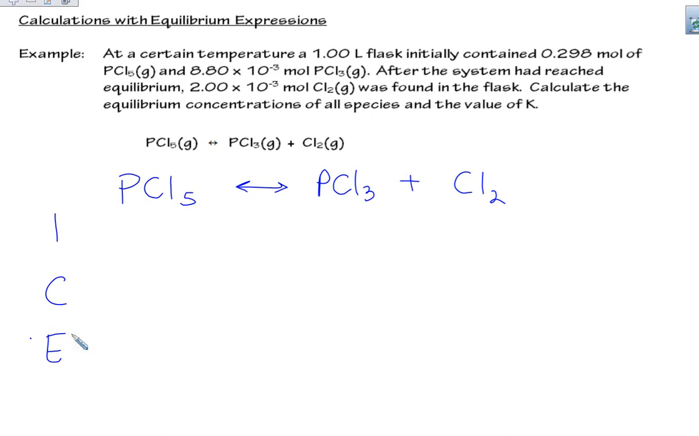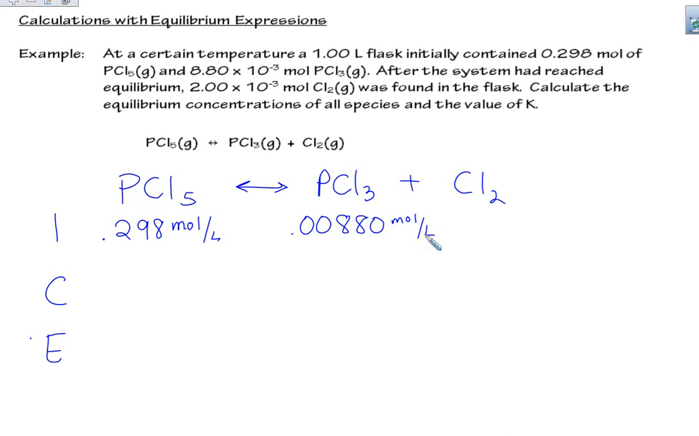We've got moles in a 1 liter flask. So I'm going to just plug this in then as initially 0.298 moles per liter. Now we've got some phosphorus trichloride, which I think I'm going to take out of scientific notation. That's not a super crazy number. 0.00880 moles per liter.